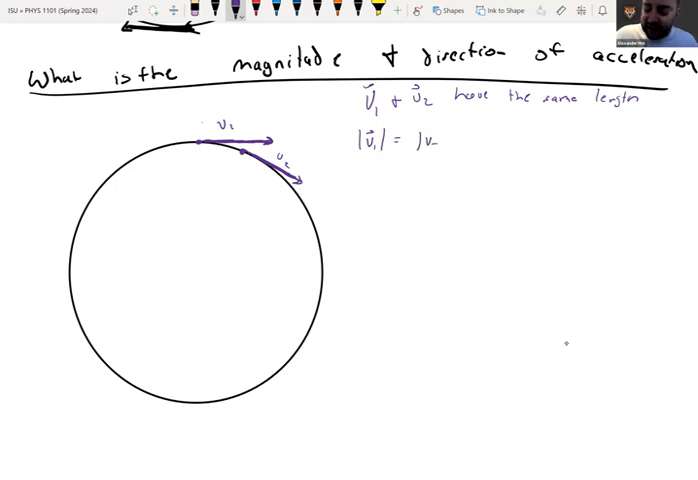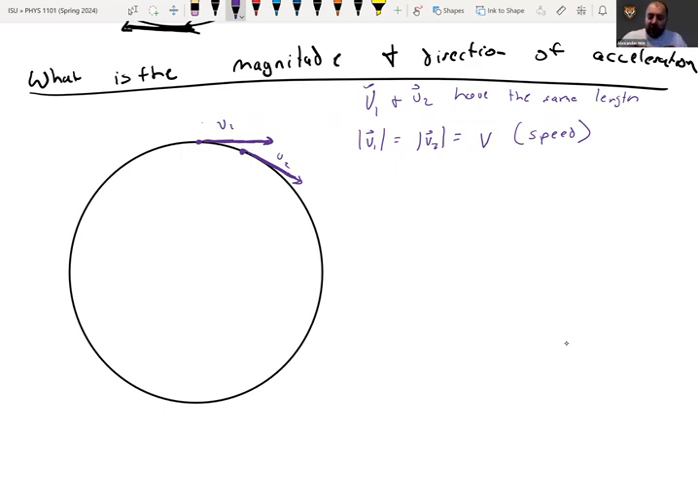That just means the magnitude of the vector, and I'm going to write that as V. The idea here is that the magnitude of either one of those vectors represents the speed, which is constant. That's how we know they have the same length. That was the definition of uniform circular motion.